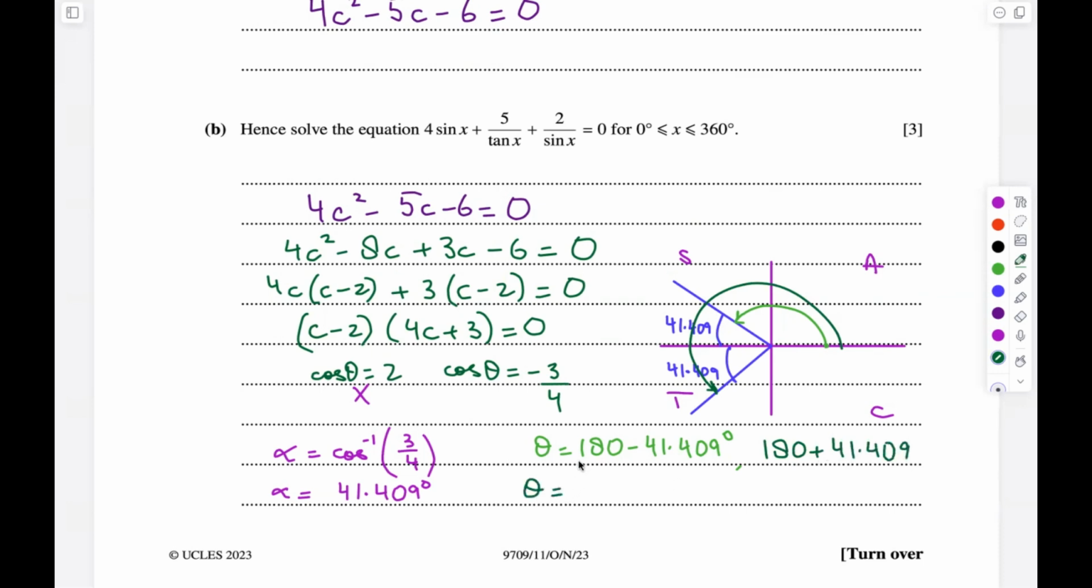Writing our answer to 3 significant figures, or 1 decimal place in case of degrees, this will become 138.6 degrees, and this will become 221.4 degrees. So the values of theta, we'll have two values, 138.6 and 221.4 degrees.